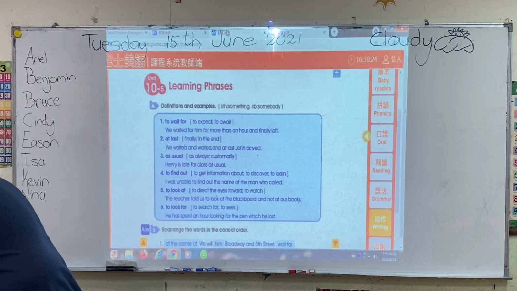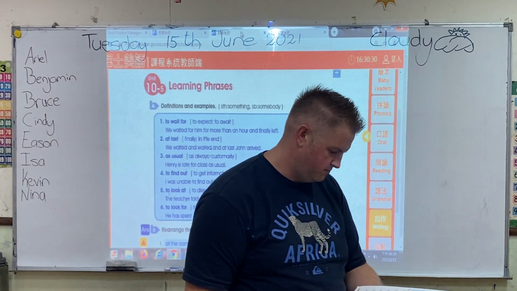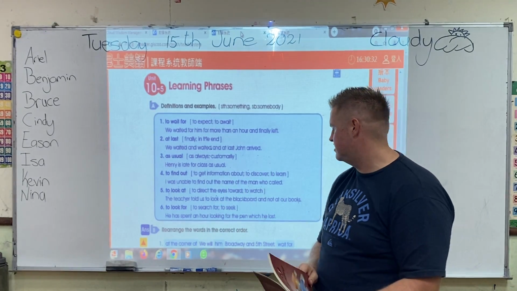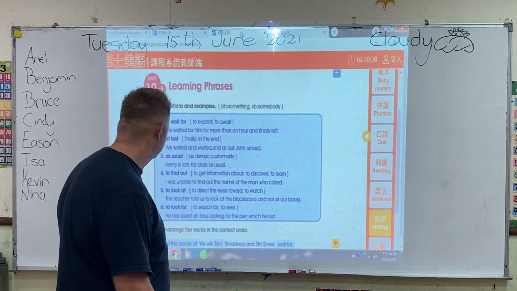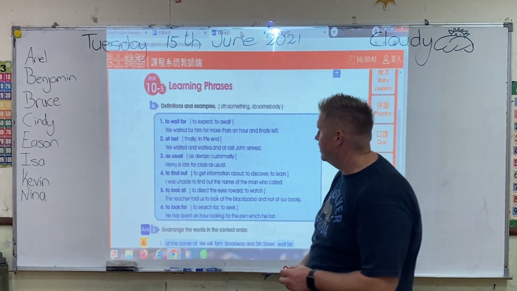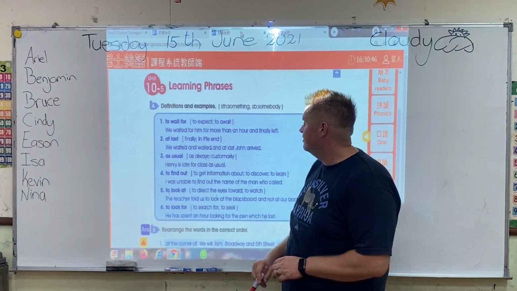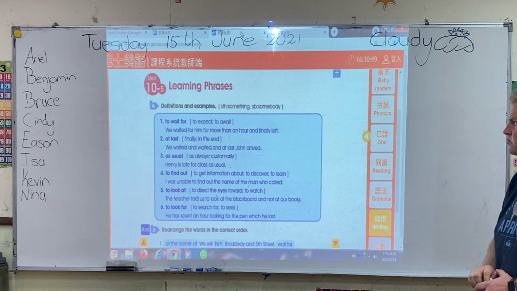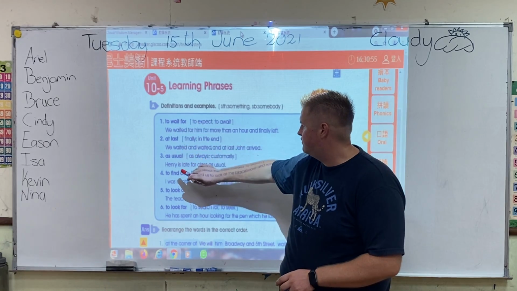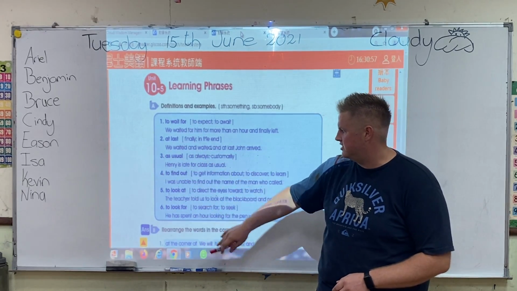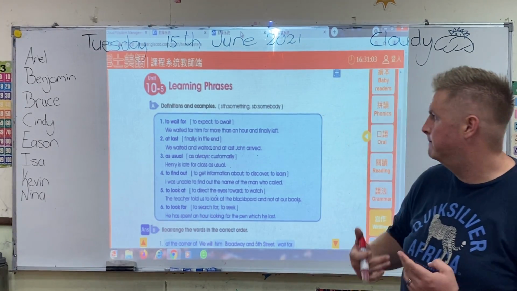We will open unit 10.5, on page 78. Let's look at unit 5, A. Definitions and examples. So here we have our definitions: to wait for, at last, as usual, to find out, to look at, to look for. What do these expressions mean?